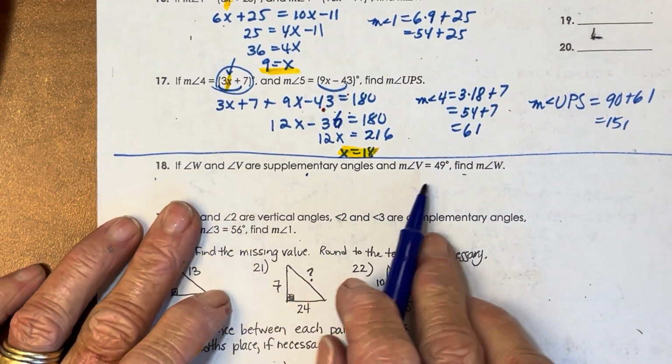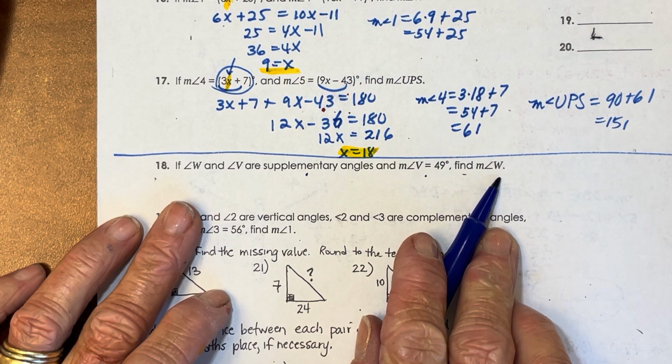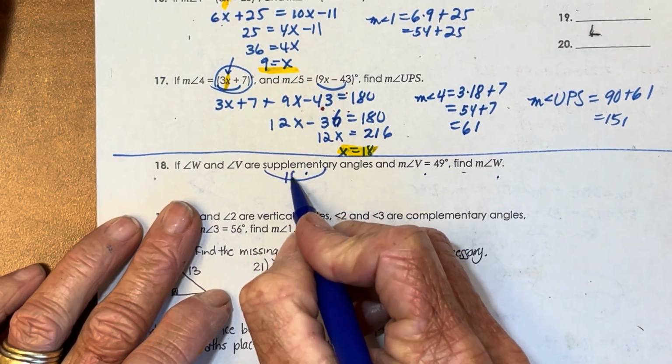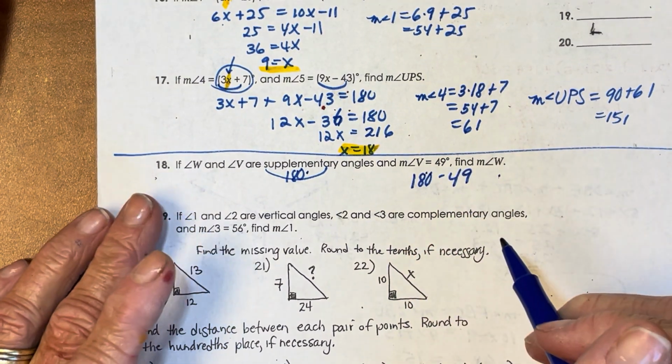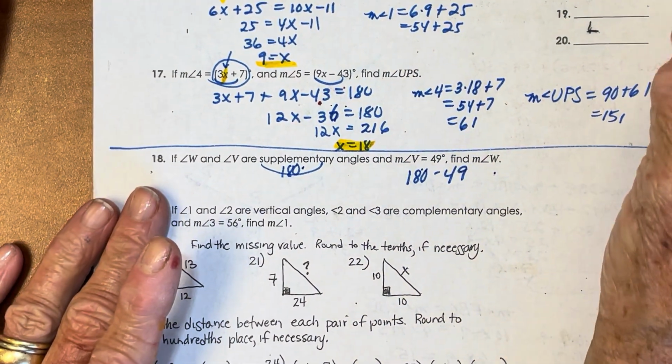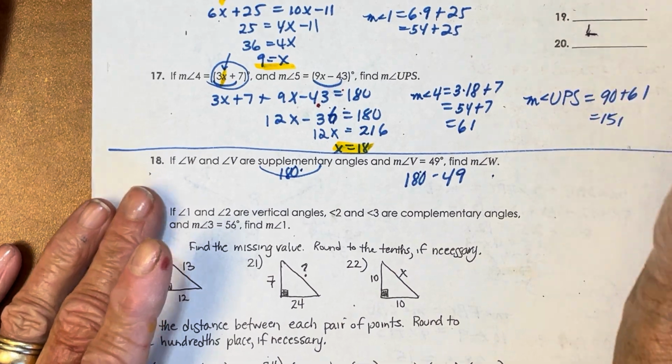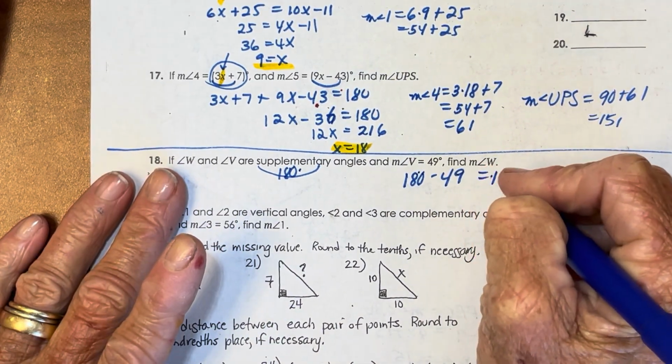Okay, if W and V are supplementary angles, we only use that picture for 15 through 17, so we're moving on. And V is 49, what's W? Well, supplementary angles are going to add up to 180, so we just need to do 180 minus 49, and that's going to give us 131 degrees. So this equals 131.